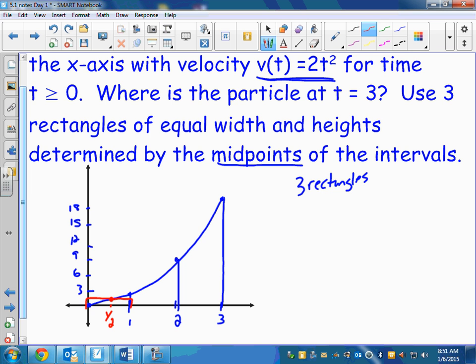So they tell you what to use as the height of the rectangle, because otherwise all our answers are going to be different. If we don't use the same height, then your estimate's going to be different than my estimate. I mean, close still, but we want to get used to doing it the way they tell us to.